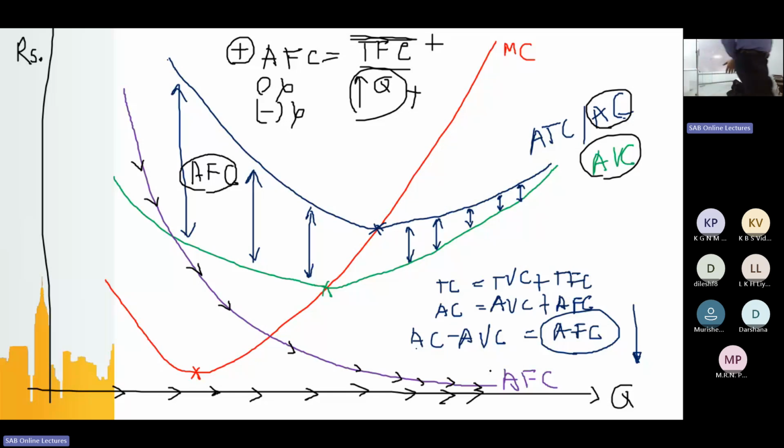Always, average variable cost, average cost, and marginal cost take U shapes. But importantly, marginal cost should go through the minimum points of average variable cost and average cost. And also the gap between average variable cost and average cost should be decreasing. The reason is the average fixed cost. Okay.